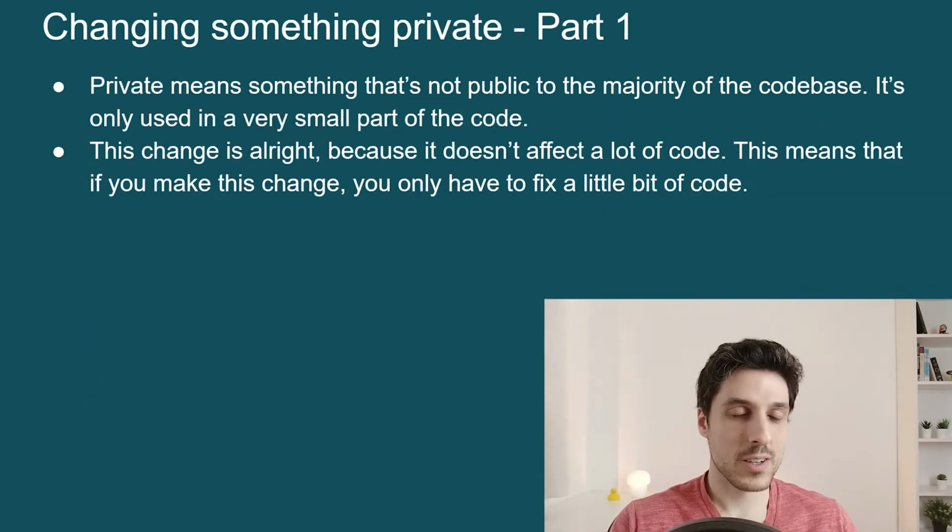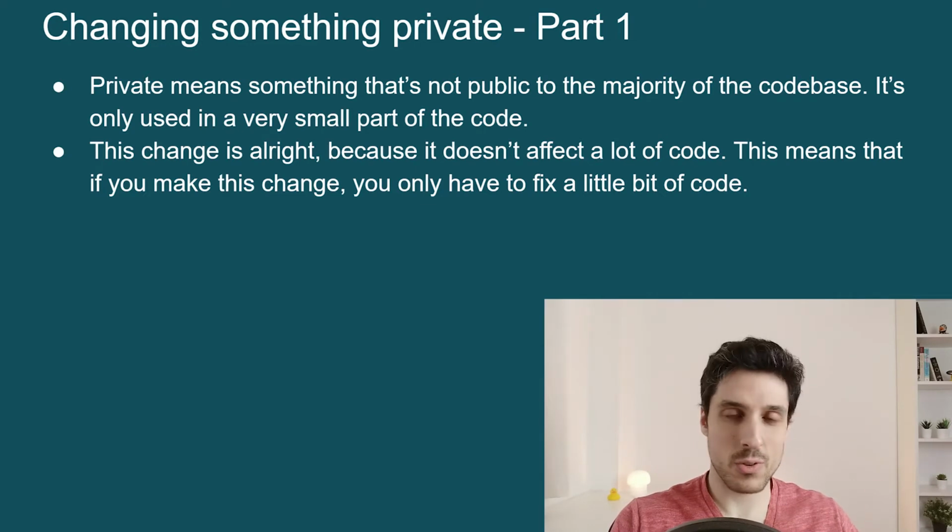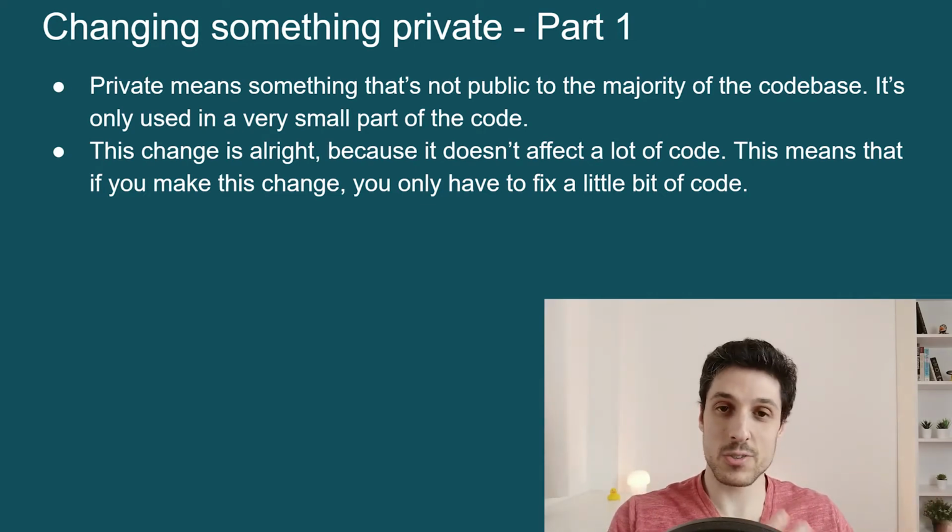Next, what if you change something private? Something private in this case means something that the majority of the code in the code base cannot use. This might be because it's a private method in a class, so nothing else in the code base can reach in and use it. Or if you're using modules, then it's some functionality in your module that you don't export. So again, nothing else in the code base can take it and use it. It's private, so it can only ever be used by a very limited amount of code.